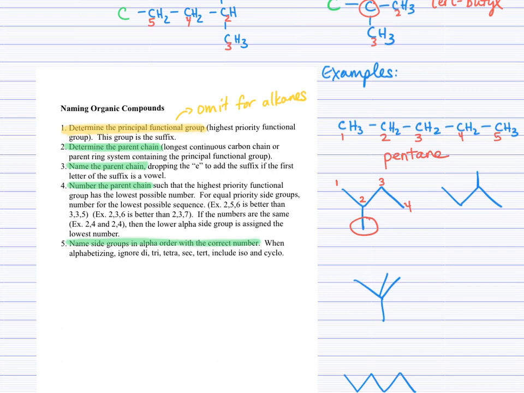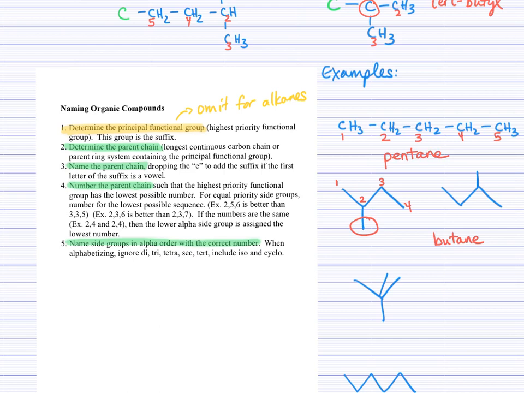Don't worry about dropping the E yet. That'll happen when other functional groups are present. So monkeys eat peeled bananas. B stands for but, and we put our suffix ane there. Okay, step 4, we number the parent chain. I suppose we've already done that. And we're looking to name side groups in alpha order with the correct number.